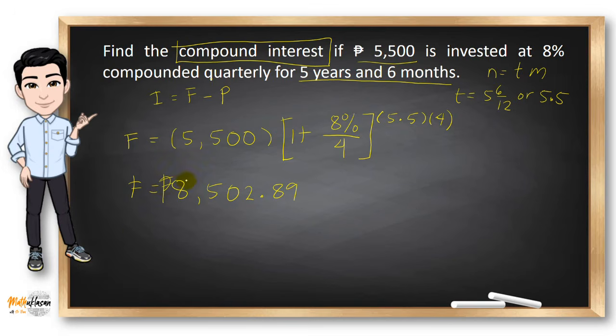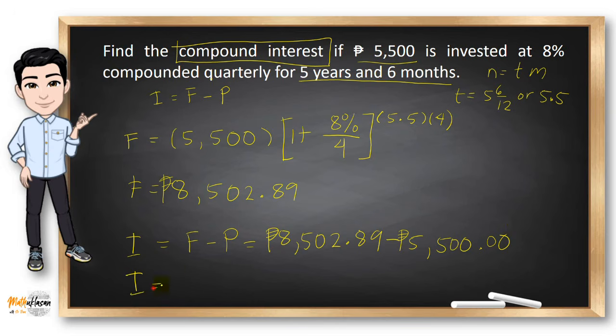pesos. We're not yet done because we are really looking for I equals F minus P. Since F is 8,502.89, subtracting 5,500, which is the principal value, will give us what? Will give us 3,002.89 pesos.